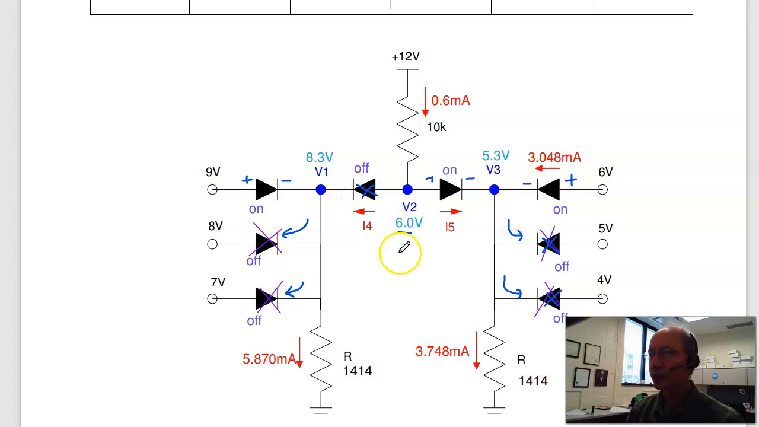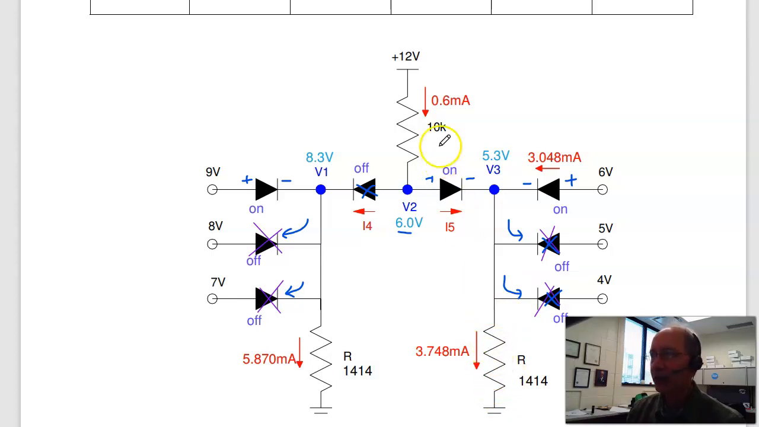So that's the voltages. To get the currents, I have 8.3 volts across 1414 ohms, 5.8 milliamps. 12 minus 6, 6 volts across 10K, 0.6 milliamps. And 5.3 volts across 1414 ohms, 3.7 milliamps.